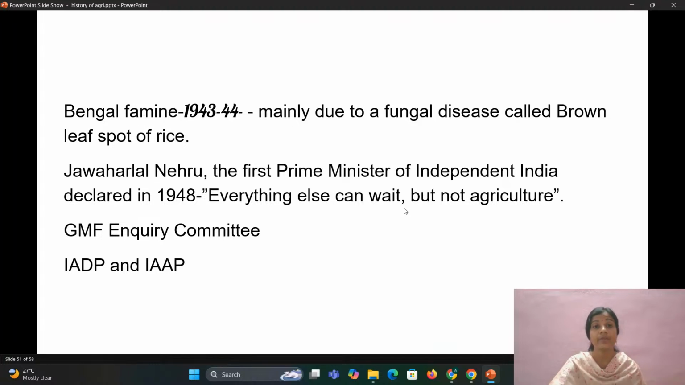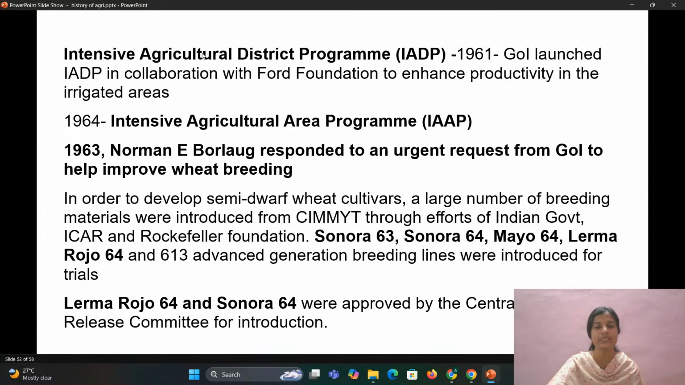There were some shortcomings of the Grow More Food campaign, and the government appointed a committee known as the Grow More Food Campaign Enquiry Committee, where there were various other programs like IADP and IAAP. IADP is the Intensive Agricultural District Program, and IAAP is the Intensive Agricultural Area Program. The years are important. IADP started in 1961, and IAAP started in 1964. All these programs were started by the government to boost food grain production, to help the country attain self-sufficiency in agriculture, rather than to beg from other nations.